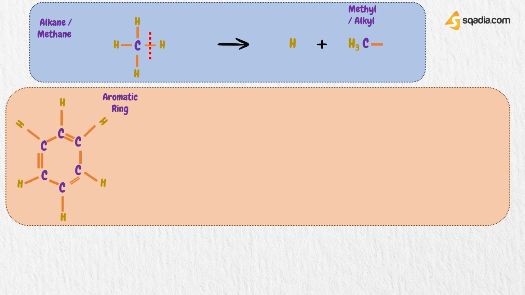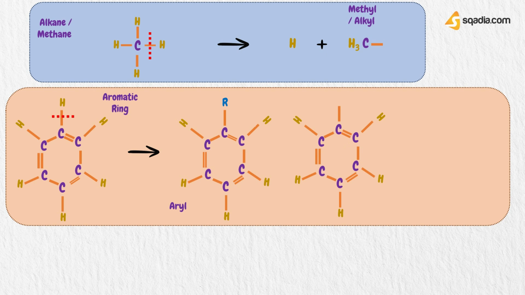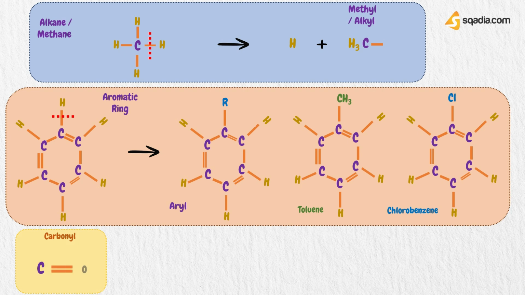Now, what is an aryl group? Well, from an aromatic ring, removing 1 hydrogen makes it an aryl group, and they can be named according to the type of group attached on them. For example, 1 hydrogen removed from the aromatic ring and replaced by a CH3 group makes it toluene, and chlorobenzene will be formed if a hydrogen of the aromatic ring is replaced by chlorine. In a carbonyl group, the carbon atom is double bonded to an oxygen atom. So, keep this carbonyl group in mind.